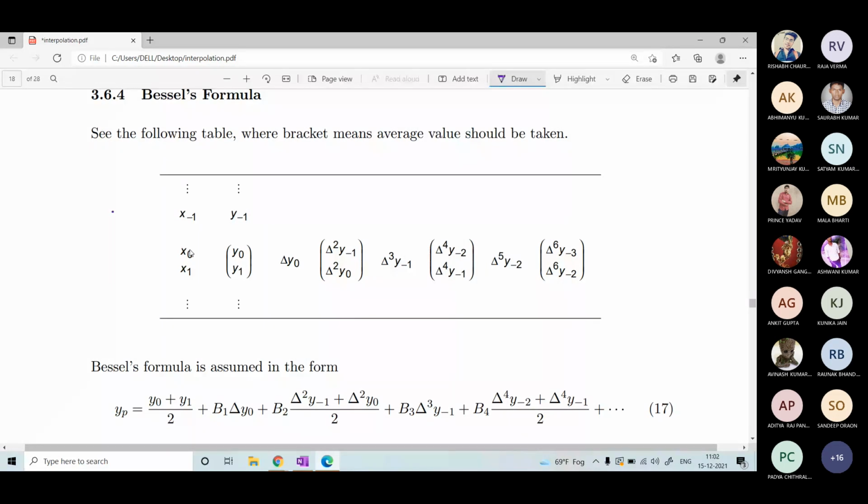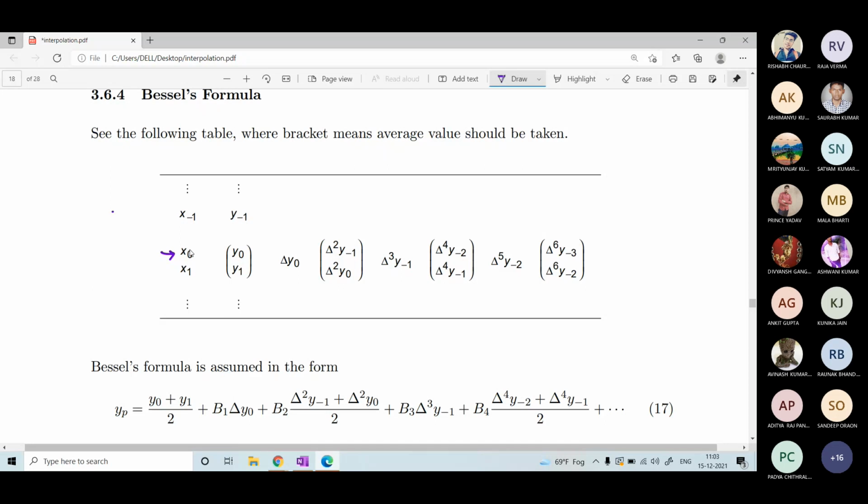Okay, so you create the forward difference table. I have taken arbitrary data. The center is denoted as x naught, y naught, and the previous element is x minus 1, y minus 1, and so on. The elements after are x1, y1, x2, y2, and so on. So this is the general table. Only the highlighted rows, the x naught, y naught row and the x1, y1 row, and the in-between elements will be taken in Bessel's formula. You know how to create the table and how to name the elements.